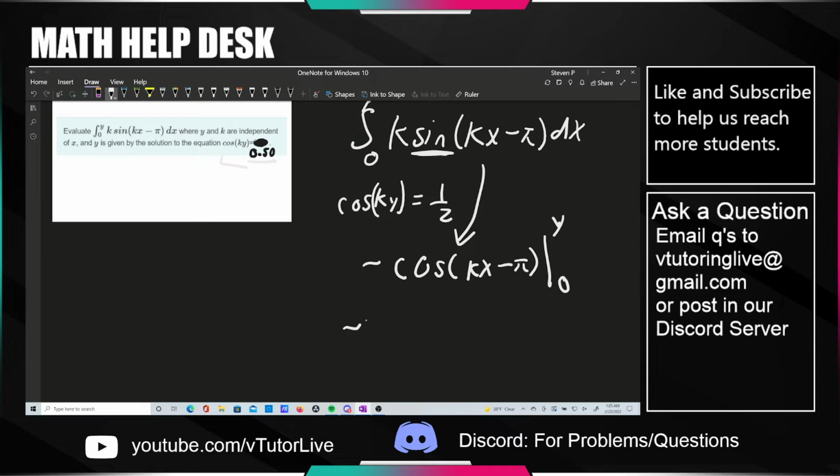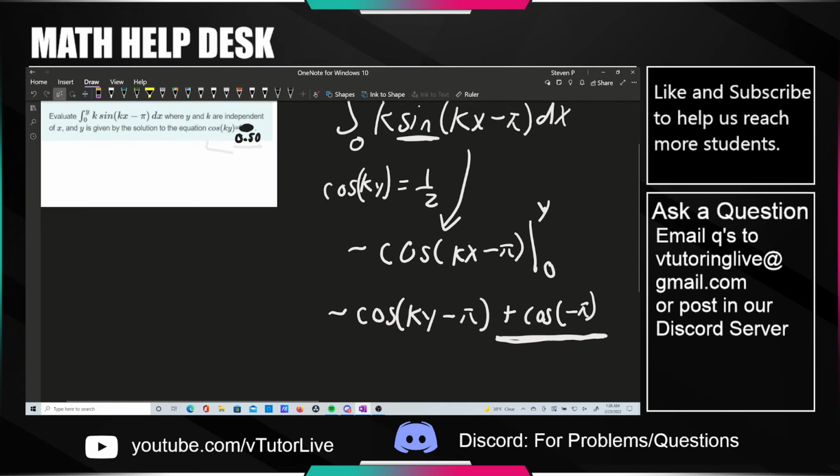Now let's go ahead and plug this in. So this looks like minus cosine of ky minus pi. I guess it's going to be minus minus, so it's going to be plus cosine of minus pi. I'll let you take care of this part on your own, calculate it out. Double check my calculations, don't rely on me. I'm just here to show you the big ideas.